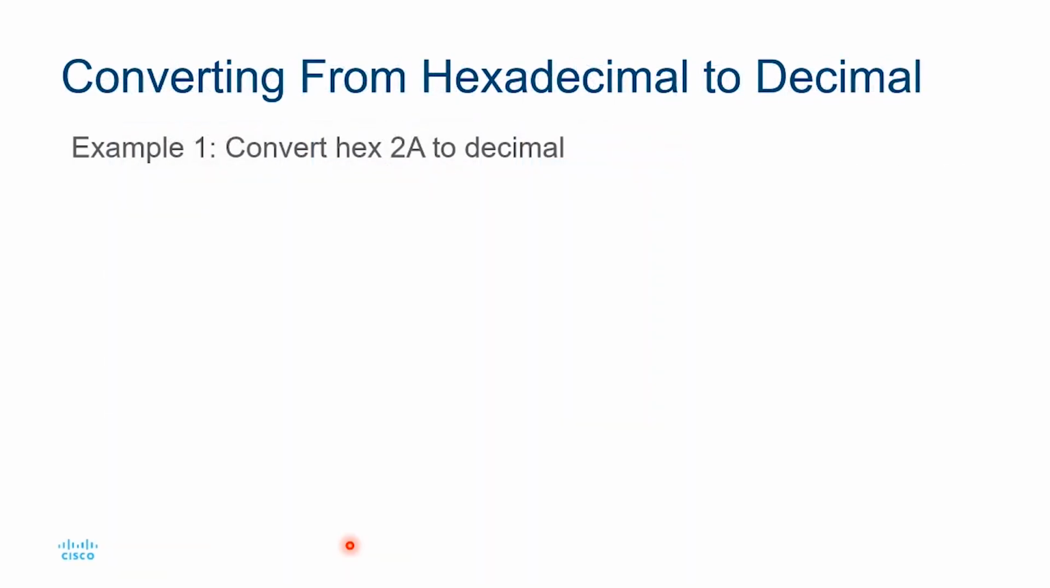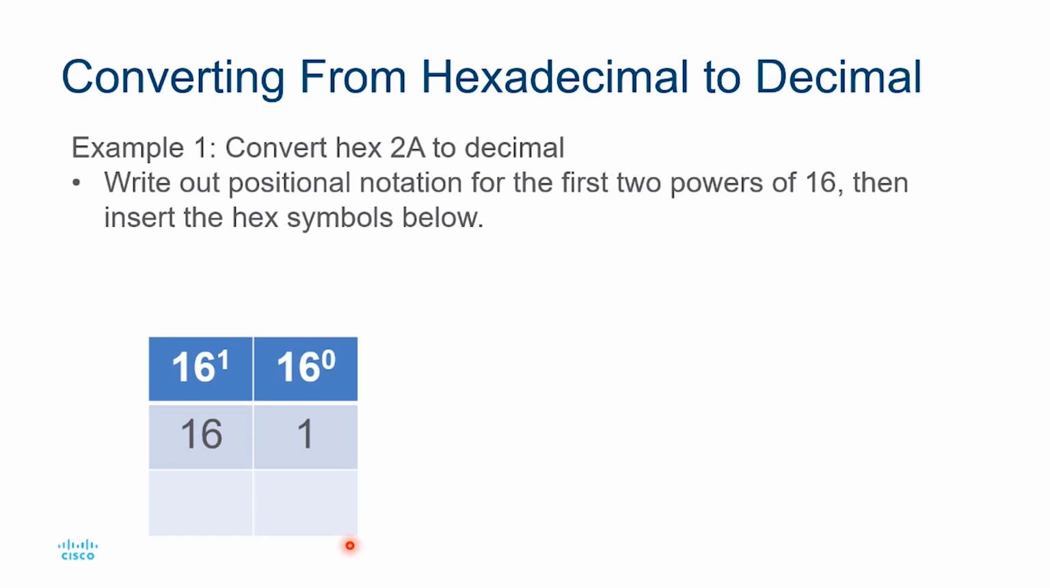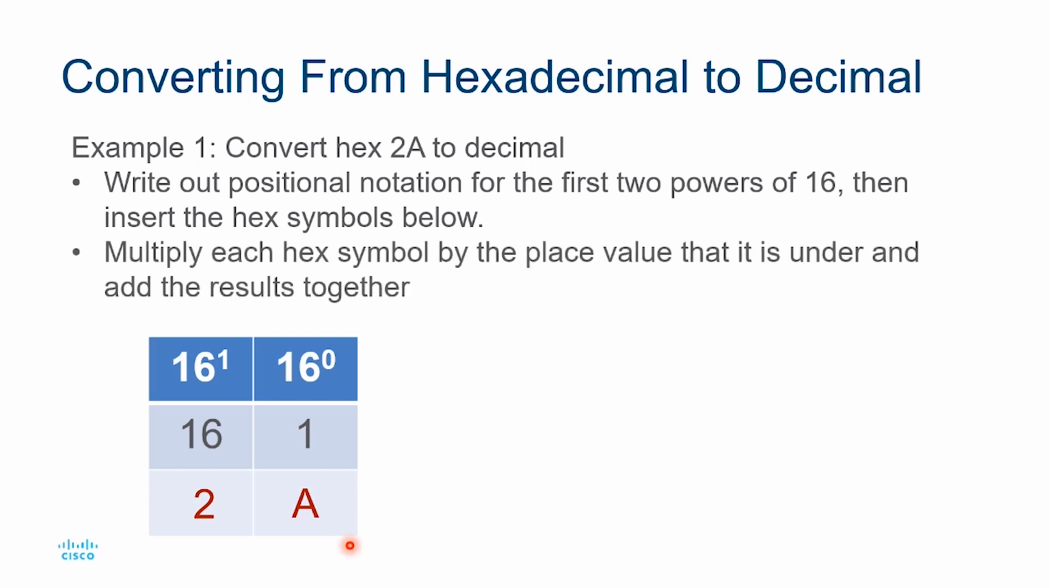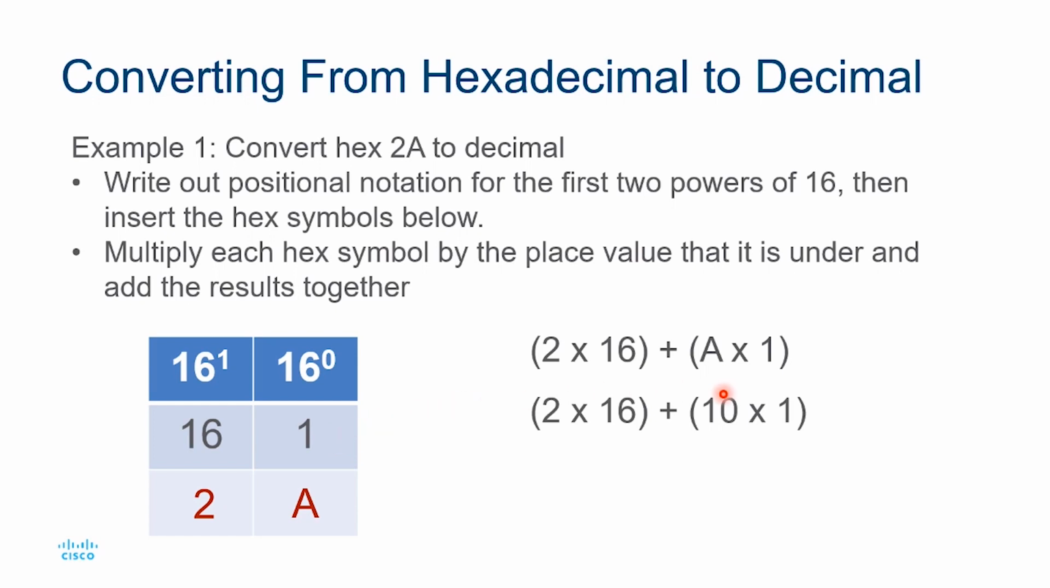In this first example, let's look at converting hex 2A to decimal. First, I'll write out the positional notation for the first two powers of 16, then insert the hex symbols below the corresponding place values, 2 under 16 and A under 1. Then I'll multiply each hex symbol by the place value that it's under and add the results together. So we get 2 times 16 plus A times 1. That gives us 2 times 16 plus 10, which is the decimal equivalent of A in hex, times 1, which gives us 32 plus 10, or 42 in decimal.